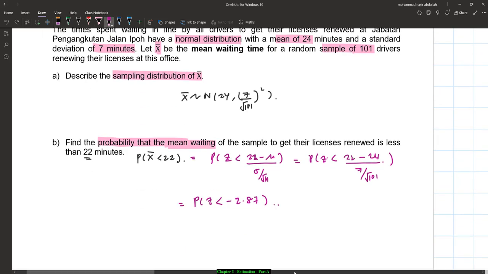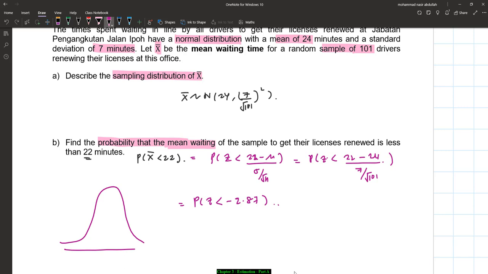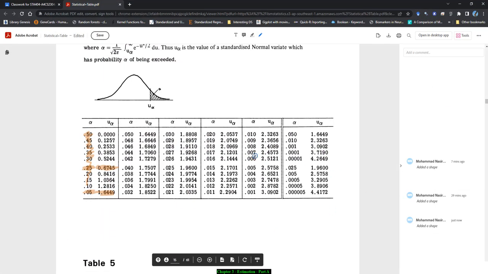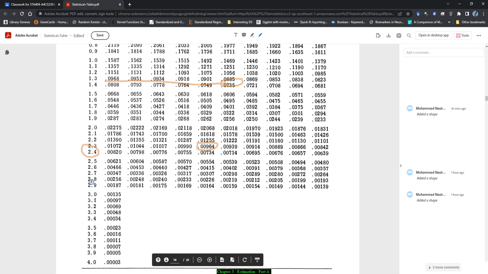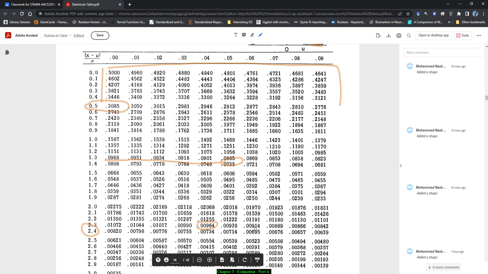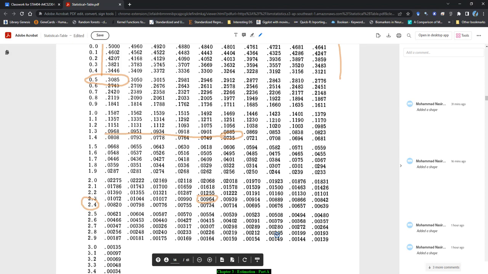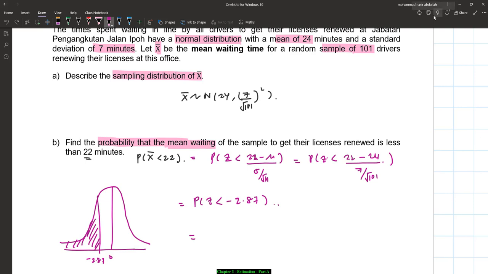So to find the probability of Z less than negative 2.871, let's draw a Z distribution. Negative 2.87 should be on the left hand side. Then we just look it up in the statistical table. 2.87 is somewhere here. 0.0205. It should be 0.00205. Right, that's all.